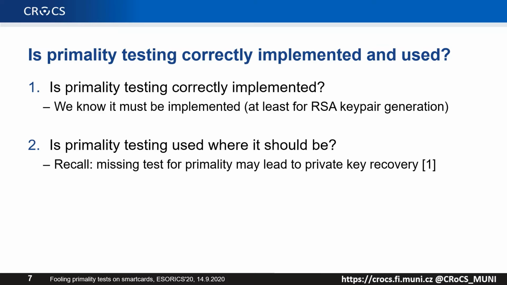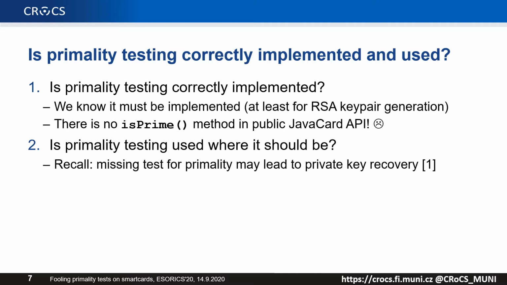So we for sure know that primality testing must be implemented on the smart cards, because smart cards are capable of RSA key pair generation, and for that you definitely need primality testing. But there is no method with a name like isPrime in the public Java Card API. So we don't have a public API method where we can just send a number and it will tell us whether it's prime or not. Were this the case, we would have an easy and straightforward path towards testing whether everything is implemented correctly or not.